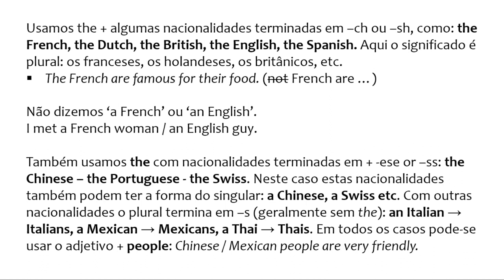Também usamos the com nacionalidades terminadas em ESE ou SS. The Chinese, the Portuguese, the Swiss. Então, os chineses, os portugueses, os suíços. Neste caso, estas nacionalidades também podem ter a forma de singular: a Chinese, a Swiss, a Portuguese. Com outras nacionalidades, o plural termina em S, geralmente sem the. Então, nós temos an Italian, um italiano, Italians, os italianos, a Mexican, Mexicans, a Thai, Thais. Em todos os casos, pode usar o adjetivo mais people. Chinese people are very friendly, ou the Chinese are very friendly. Mexican people are very friendly. Os mexicanos são pessoas muito amigáveis.